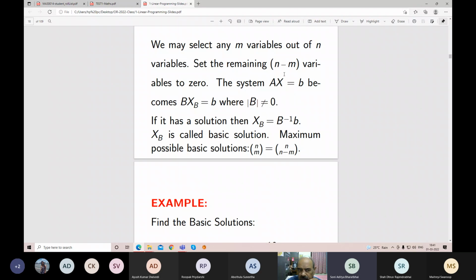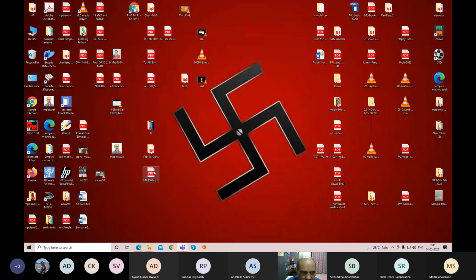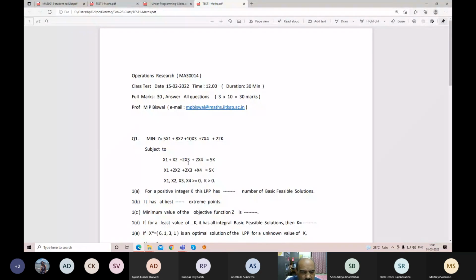Okay, sir, understood. This point you see. But again, see, for example, there are 2 equations which are equal. You will take one of them. And if you take one of them, what are you finding in that problem? You are finding x1 plus 2x2 equal to 5k.